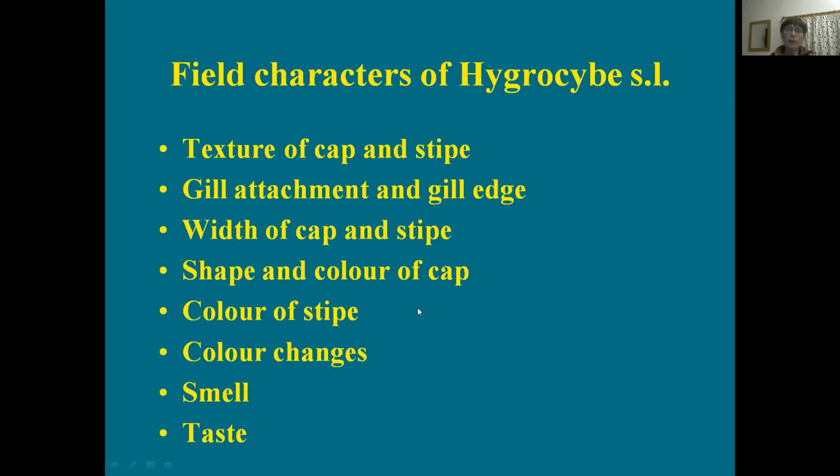Shape and color of the cap, that can be important. The color of the stipe can be different to the color of the cap. And sometimes the colors will change. If you cut the fruit body in half or bruise it, you'll see one that is a sort of gray color that goes a beautiful crimson red when it's bruised. So let's have a look at some of these characters actually on fruit bodies themselves.